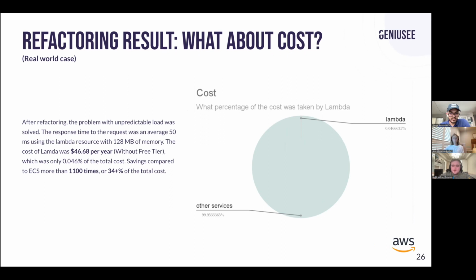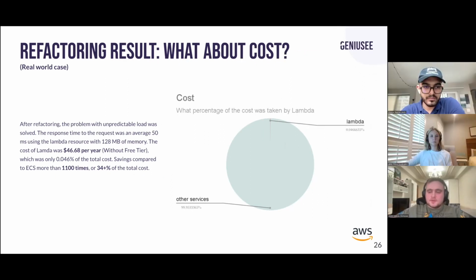The cost of all Lambdas was less than $50 per year. It is the price without free tier, and it is less than 1% of total cost of infrastructure. Savings compared to the ECS more than 1,100 times. These are crazy numbers, and the client was totally successful with such infrastructure.